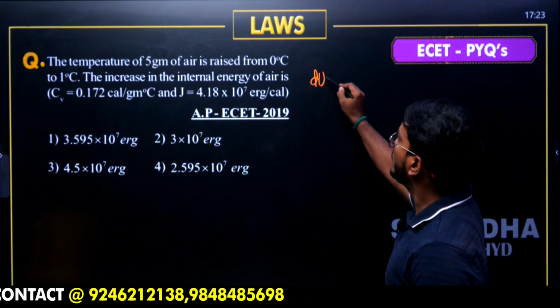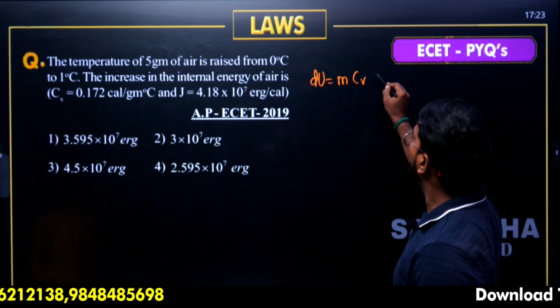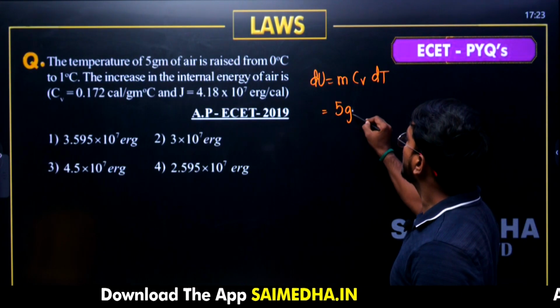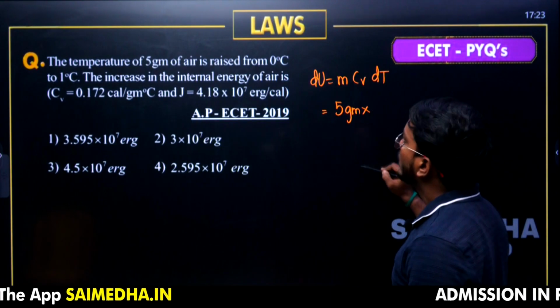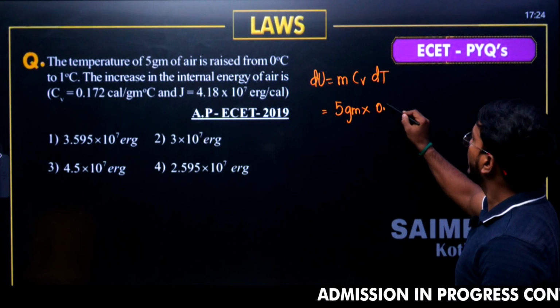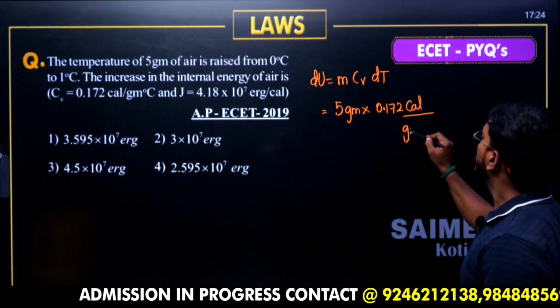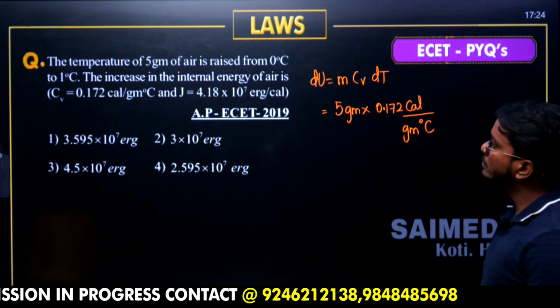In this question, dU equal to m into Cv into dT. Where mass is given as what? 5 grams. Cv is given as 0.172 calorie per gram degree Celsius.